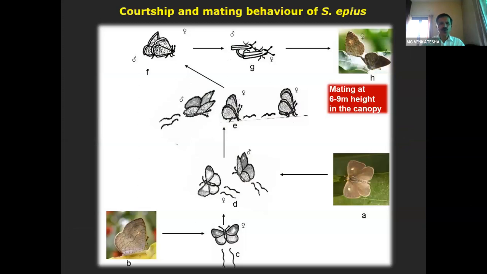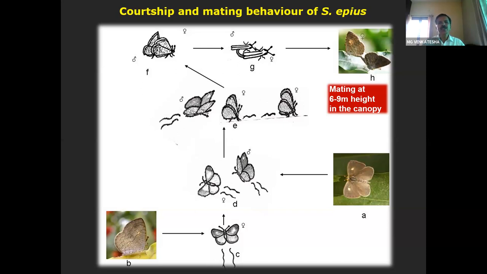So this is how the male will make the territory in the canopy, and then attracts the females. They go for flight in the canopy, and then they go for copulation, mating, at 6 to 9 meter height. So the 6 to 9 meter height canopy is very important inside the cage.